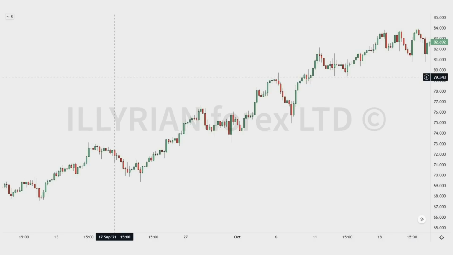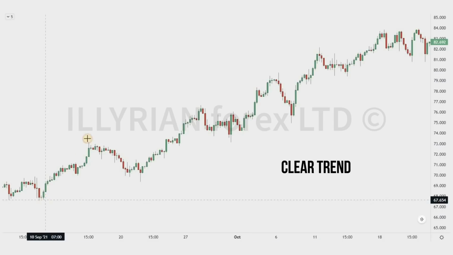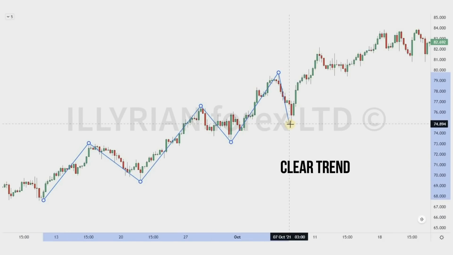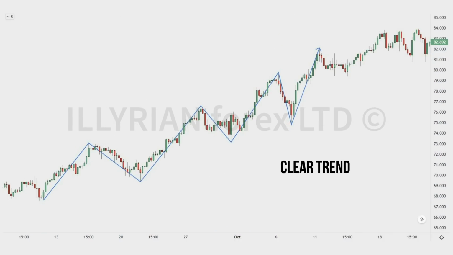In this video we are going to explain the relationships between imbalance and demand or supply zone. But before digging more into it, our recommendation is to apply this principle on a clear up or down trend. Looking at the current chart in this video, we noticed a clear uptrend with higher highs and higher lows.